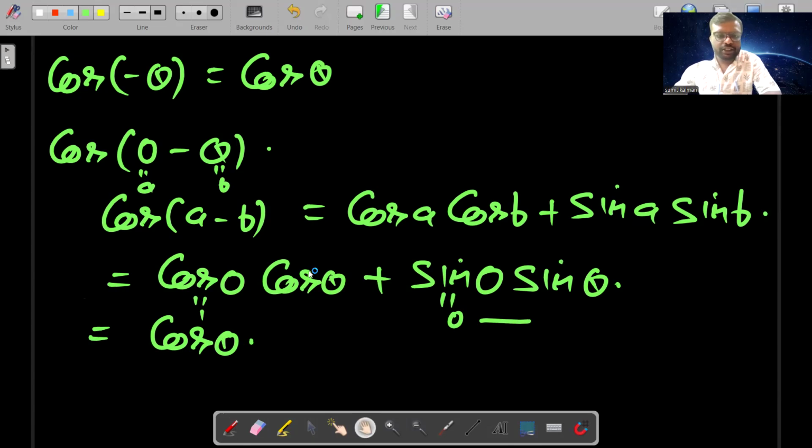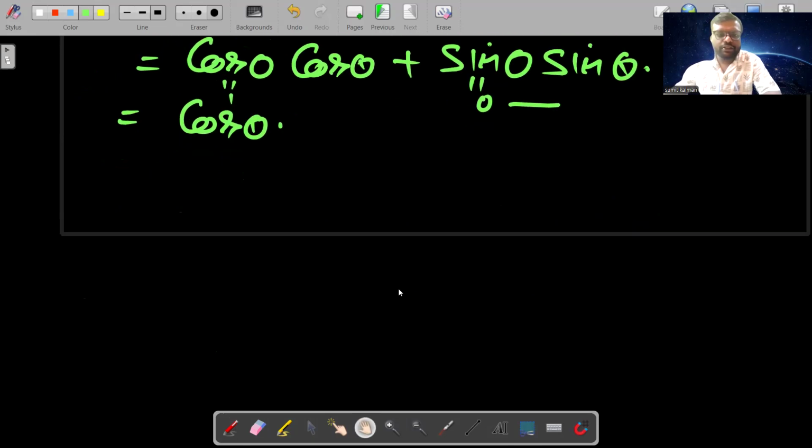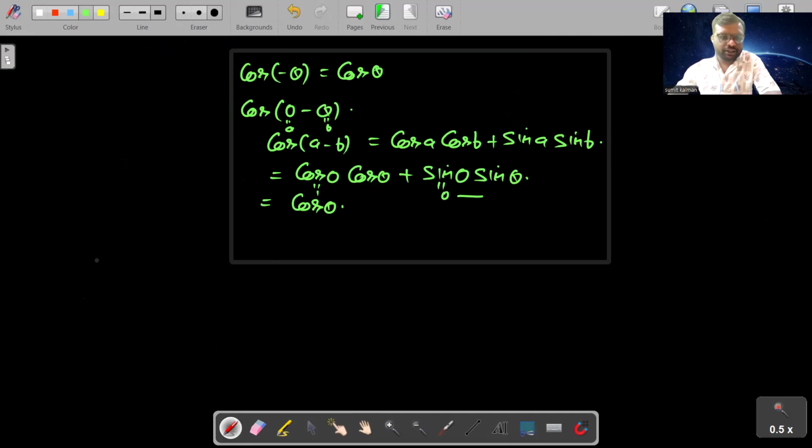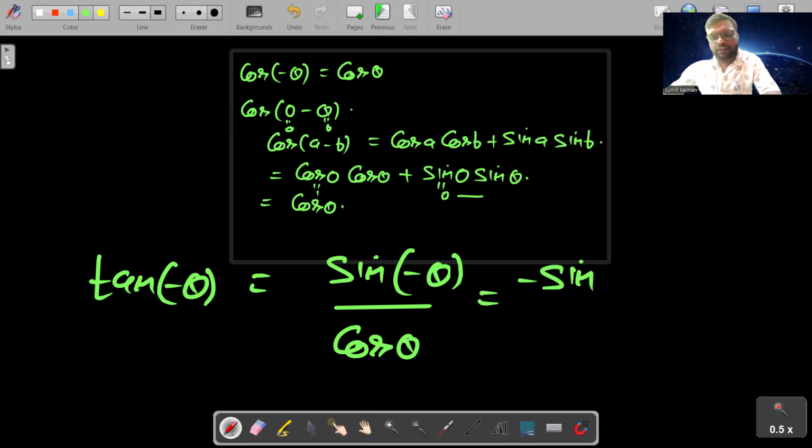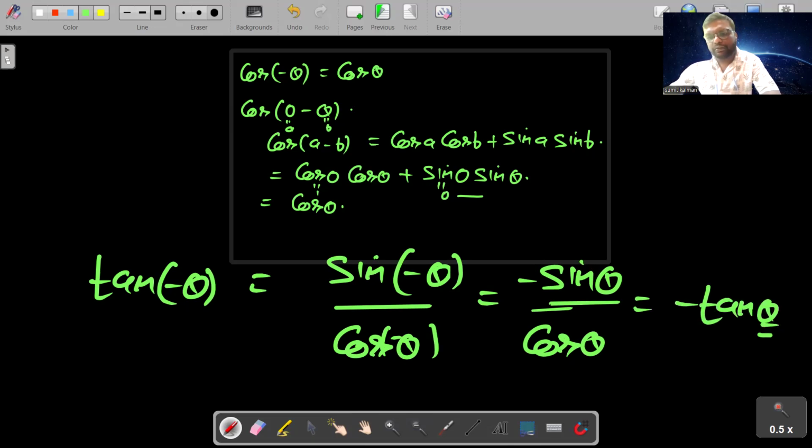And students, if we have to find the value of tan of minus theta, it is equal to sine of minus theta upon cos of minus theta. Sine of minus theta is minus sine theta, and cos of minus theta is equal to cos theta. So here it will be equal to minus tan theta. Yes, this is all about tan of minus theta.